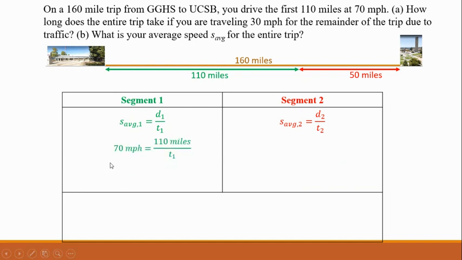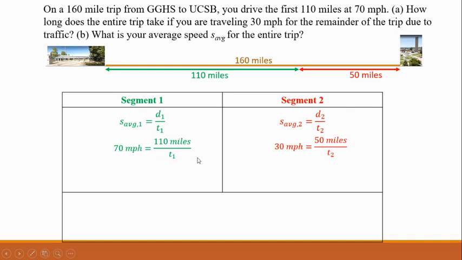For the first leg, we know it was covered at a rate of 70 miles per hour, and that distance was 110 miles, given to us. So the only unknown here is T1, and that's really easy to do. Likewise for the second leg, the rate was given to us as 30 miles per hour, and the distance was easily calculated by simply taking the difference between 160 and 110 miles of the first leg. So as you see here, left and right, in both these statements, you only have one unknown, a T1 and a T2. So just make sure you do your algebra carefully here.